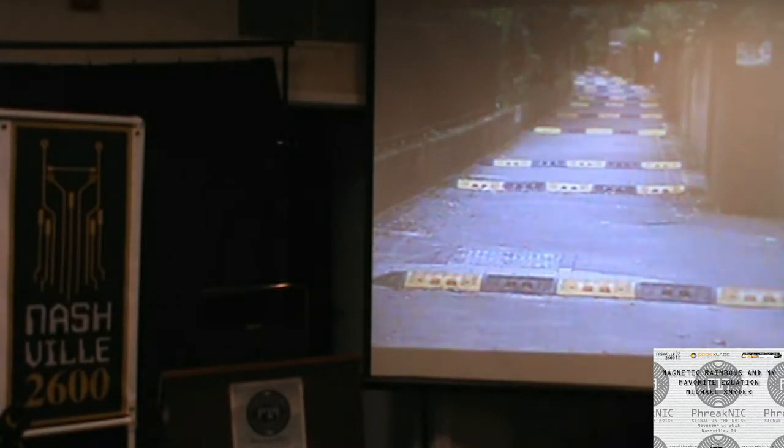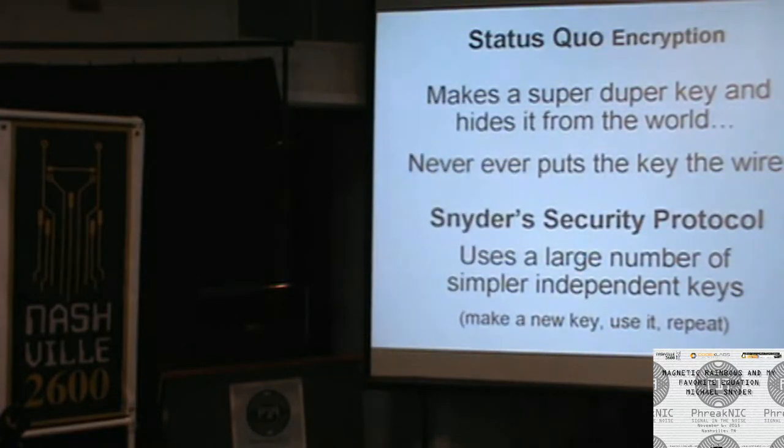Next slide, please. So the status quo encryption makes a super duper key and hides it, never ever puts it on the wire. My security protocol says, screw it, make a whole lot of keys and use each key one time, one-use keys. If somebody gets one of them, it's okay. My data stream might be 10,000 packets long, and if somebody guesses a key and gets five packets, I'm not worried about it.